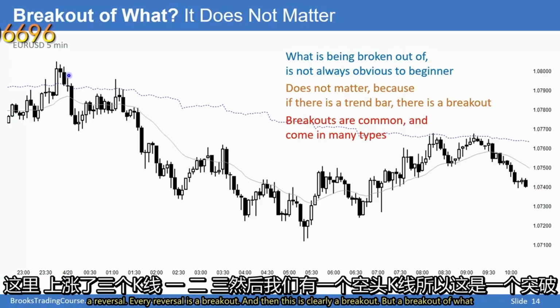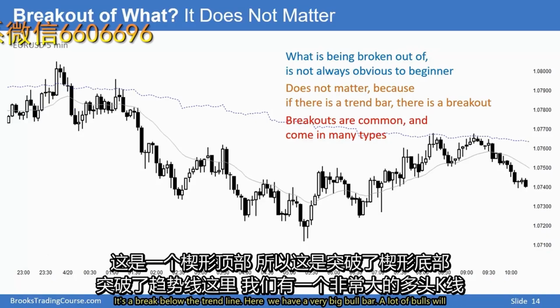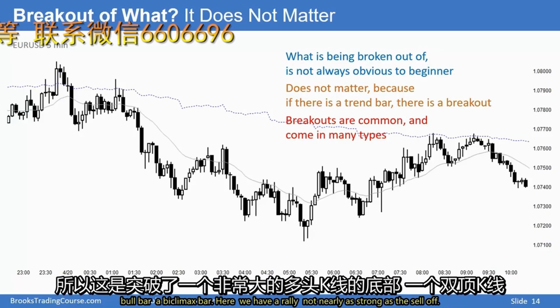It's a reversal. Every reversal is a breakout. And then this is clearly a breakout. But a breakout of what? Of many things. It's a wedge top, so it's a break below the bottom of the wedge. It's a break below the trend line. Here we have a very big bull bar. A lot of bulls will put their protective stop just below its low. So it's a breakout below the bottom of a very big bull bar, a buy climax bar.